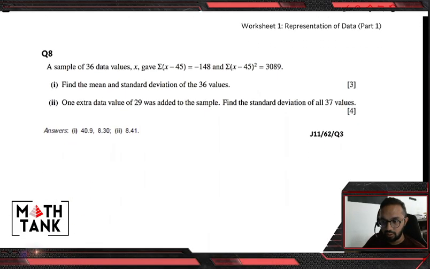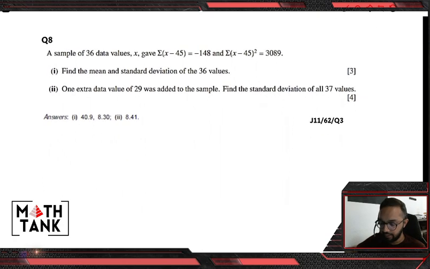That's another question now, with the adjusted values and assumed mean and all those things. It says a sample of 36 data values, say n is 36, and gave this and that. So I've again told you the adjusted sums and the adjusted squares. Find the mean and standard deviation of the 36 values. So I'm asking you for the mean of x.